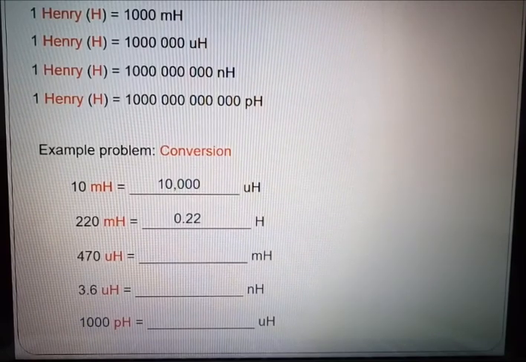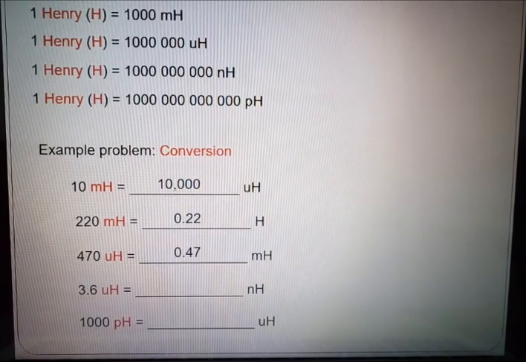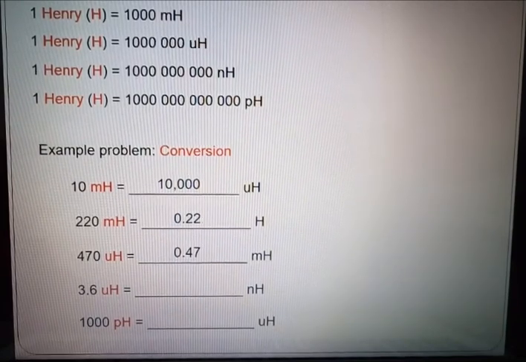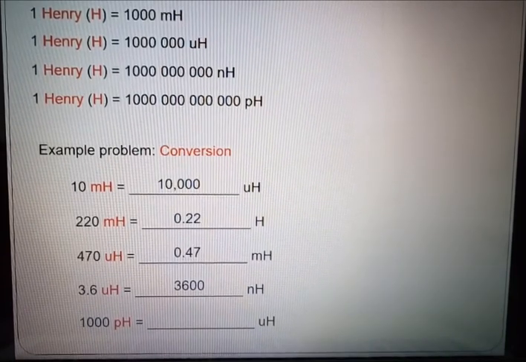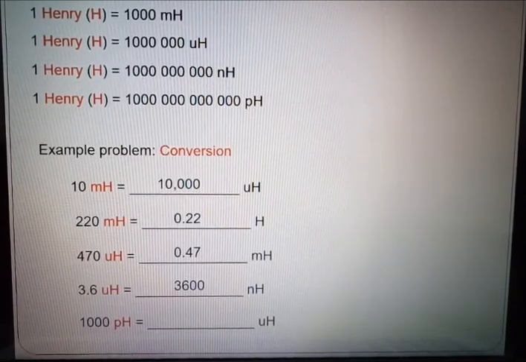Another one, 470 microhenry. Convert to millihenry. So the answer of that is 0.47 millihenry. Then another one, example, 3.6 microhenry. Convert to nanohenry. Now that is equivalent to 3,600 nanohenry.